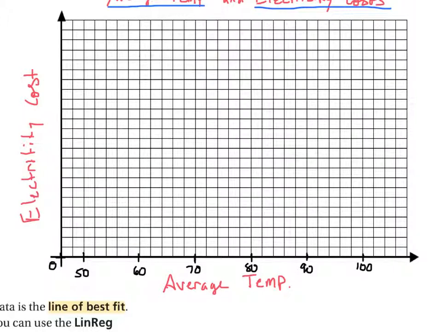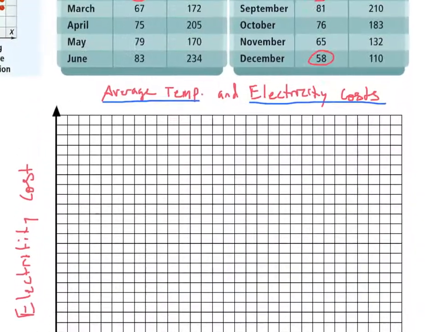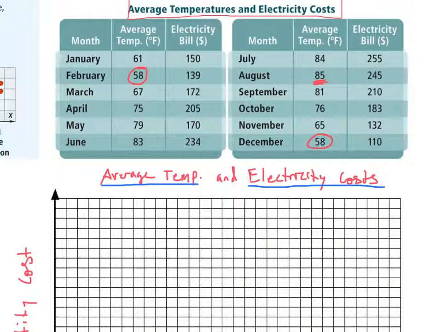We need to look at electricity costs now. From the electricity costs, it looks like our cheapest month is December at $110, and our most expensive month is July at $255. Again, I want a range that is going to cover those costs. So let's round it down to 100 and round it up to 300.